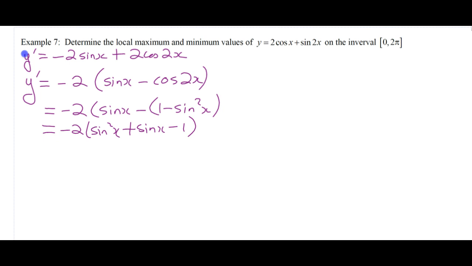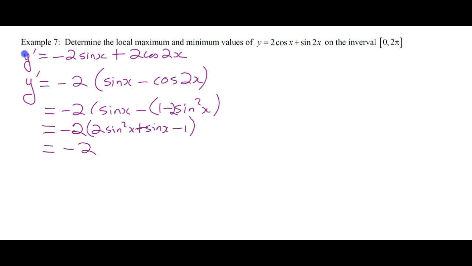It's supposed to be 2 sine squared x, so you can end up with like 2 sine x minus 1. Oh, 1 minus 2 sine squared x. Yeah, good. Knew there was something in there. So 2 sine squared x plus sine x minus 1.